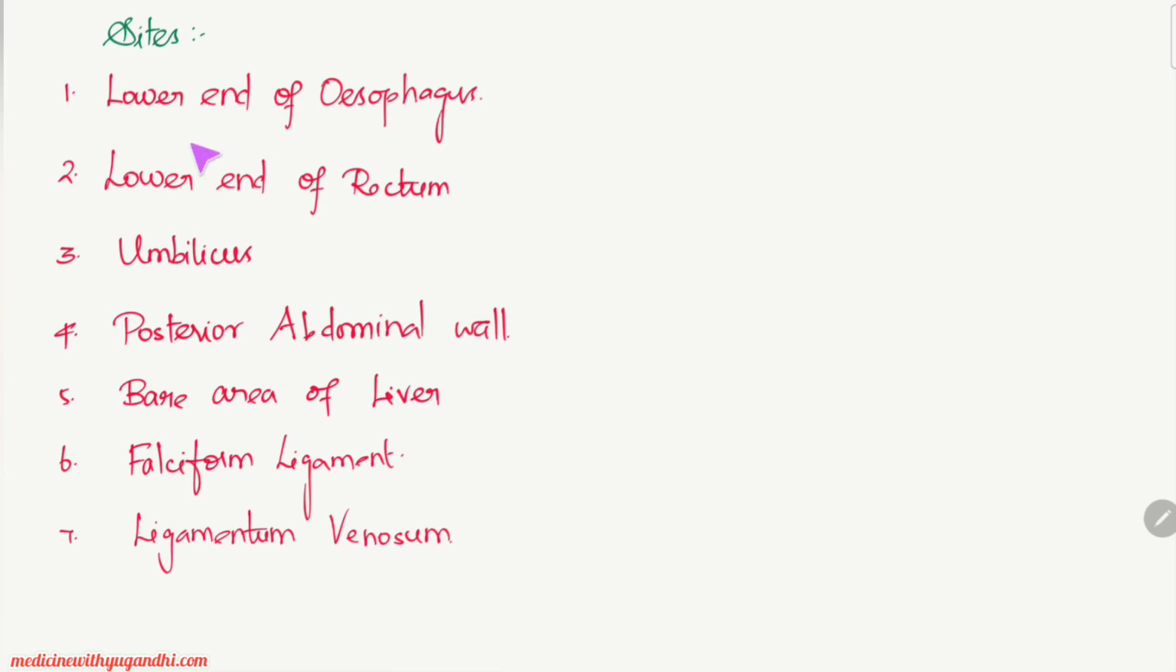So we have completed the first three sites: the anastomosis taking place at the lower end of the esophagus, then the lower end of the rectum, and then at the umbilicus. Coming to the portocaval anastomosis on the posterior abdominal wall. Here the splenic vein, which is part of the portal system, anastomoses with the left renal vein.